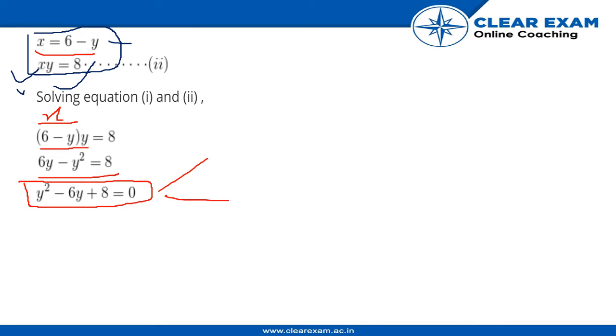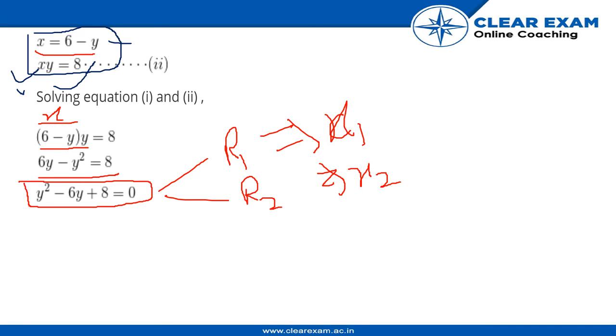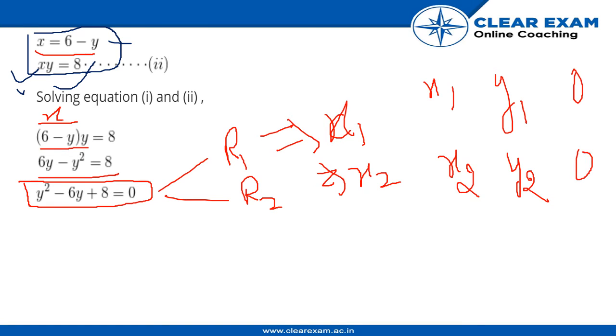This quadratic equation has two roots, r1 and r2. Accordingly, we have two different values of x, that is x1 and x2. So we get our answer as x1, y1, and the value of z was 0, and another set of answers is x2, y2 and z was 0 in both the cases.